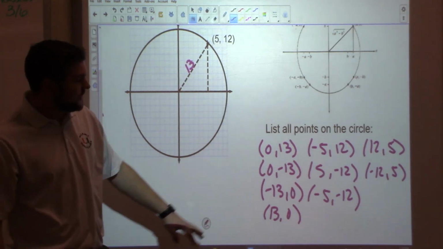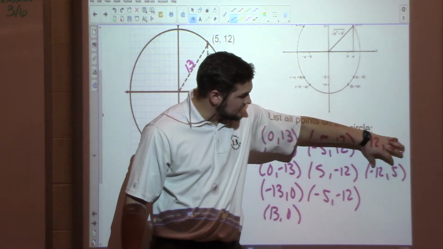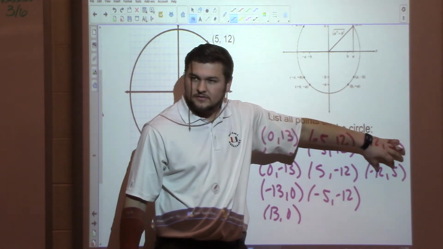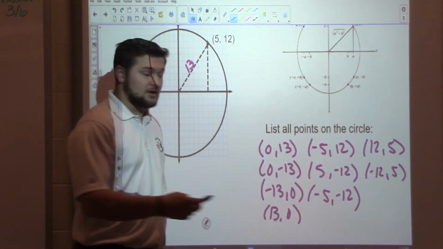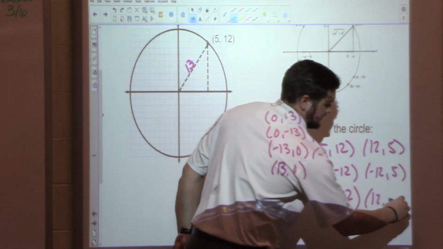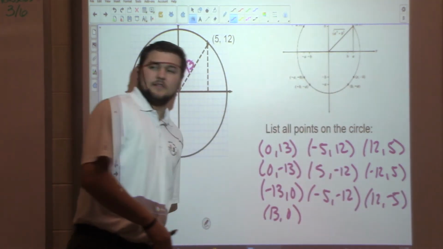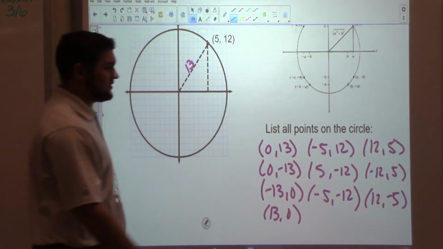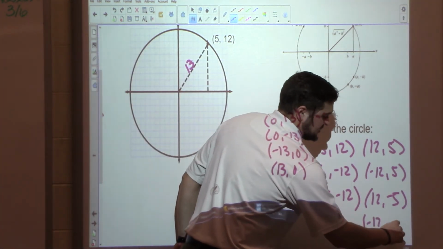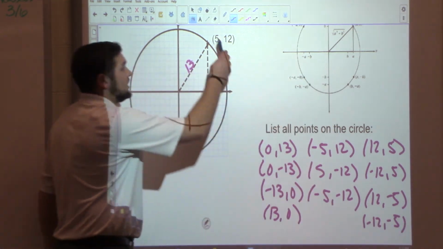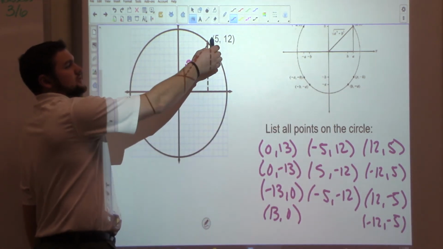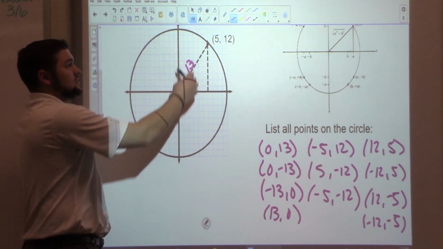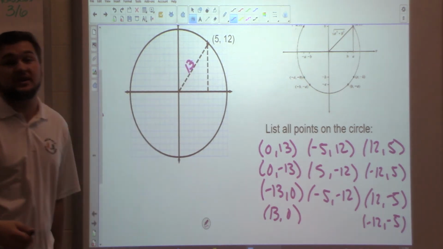No? What if we look at this column over here? We have 12, 5, negative 12, 5. 12, negative 5 would work. Conroy, there's one more. Negative 12, negative 5. Right? We're just going all the way around the circle. We can switch our x and y values. We can switch their positives and negatives. We can use our radius and go straight up and down, straight left and right.